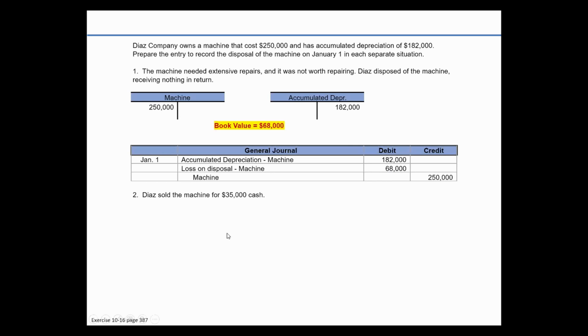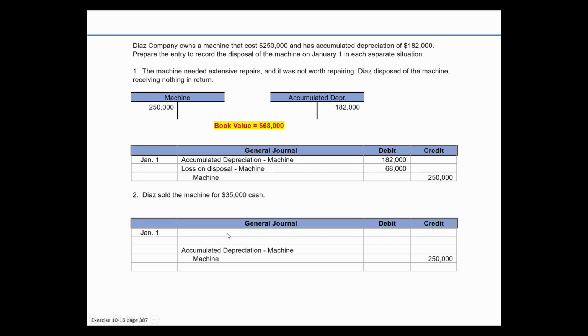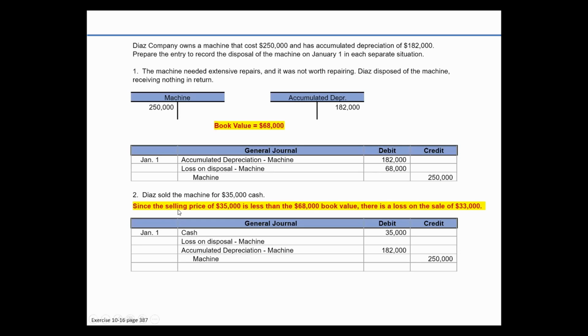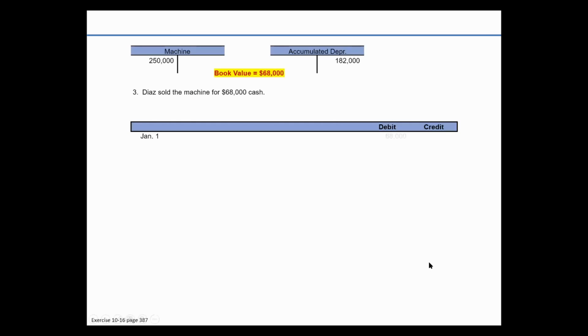And then if Dia sold the machine for 35,000 in cash, you would debit cash 35,000 because you're receiving cash. Again, there's still a loss, because the selling price of 35,000 is less than the 68,000 book value, so there was a loss of 33,000. So loss on disposal of machine is 33,000. And then the accumulated depreciation on the machine, 182,000, so debit, and then the credit for the cost of the machine was 250,000.